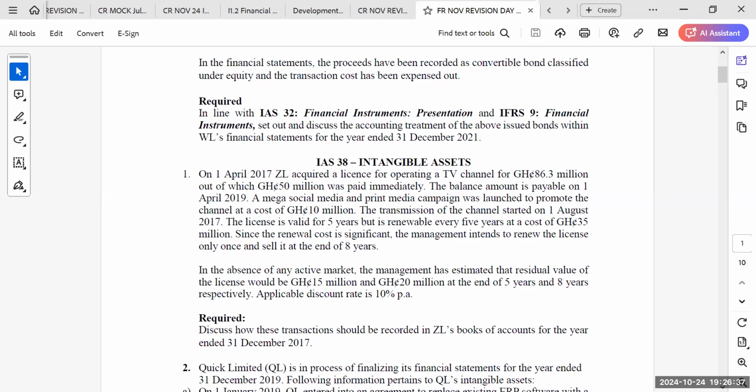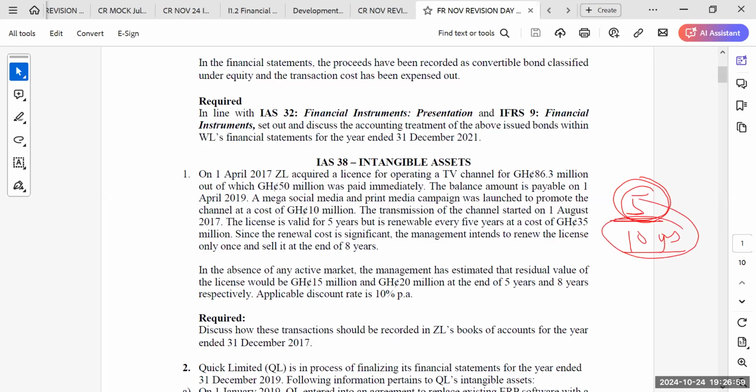So if the question is saying that the entity wants to renew the license for just one time and the cost is insignificant, then the entity will renew the license for what? The possibility of them renewing is very high. So it means that they will use the license for the first 5 and still renew it for additional 5 years. So the license will be used for 10 years. So you use the 10 years.